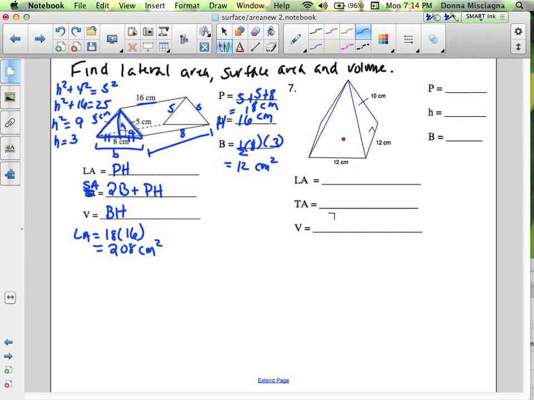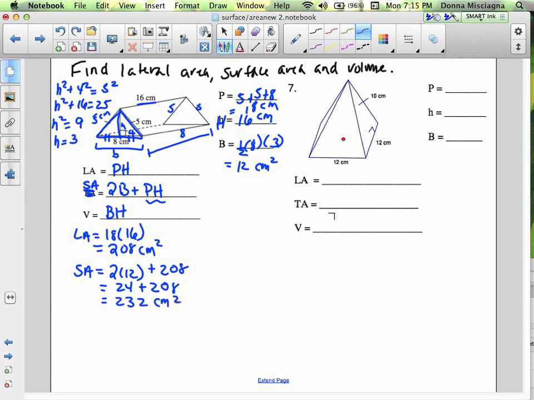The surface area, we're going to take twice the base, so our base is 12, so 2 times 12, plus the lateral area, the perimeter times the height. Since we already know what it is, rather than writing plus 18 times 16 again, why don't we just write 208, because we know that's what it is. So our surface area is going to be 24 plus 208, or 232 centimeters squared.